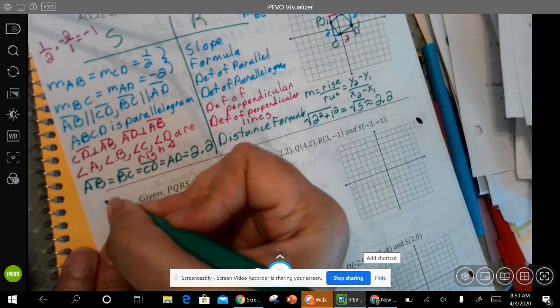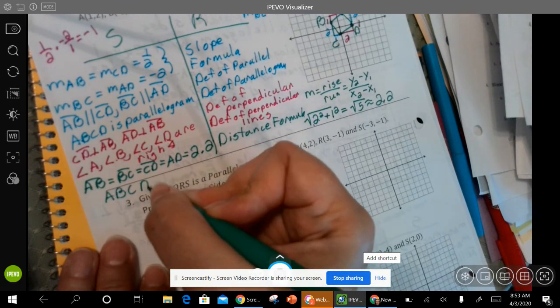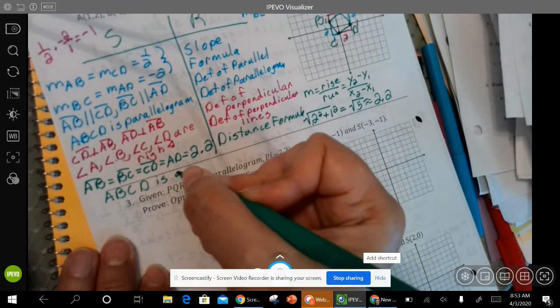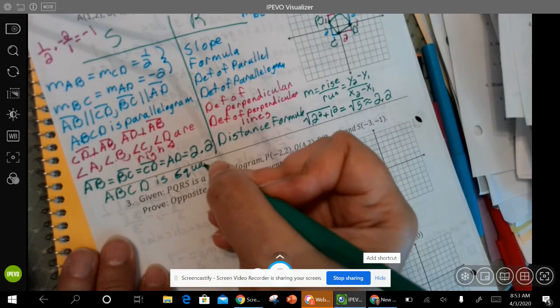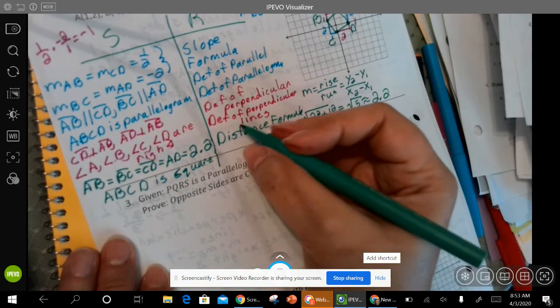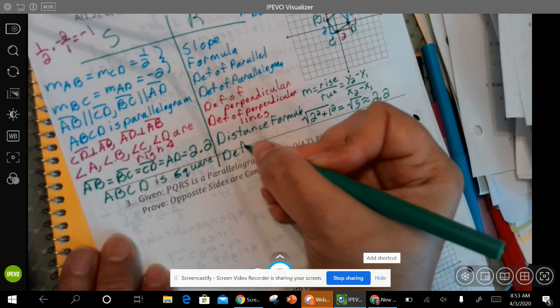Okay, which means that ABCD is a square. All the sides are congruent, and it has 4 right angles, so that is a square.